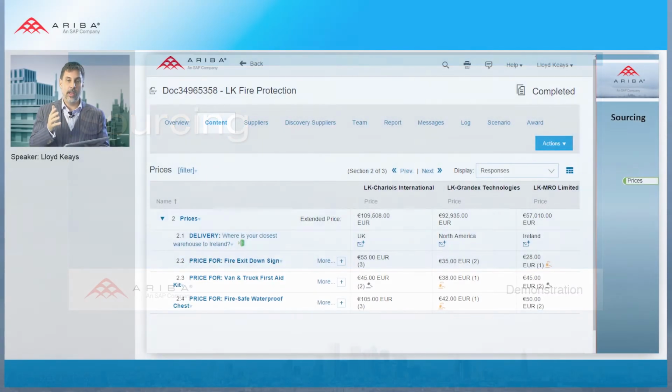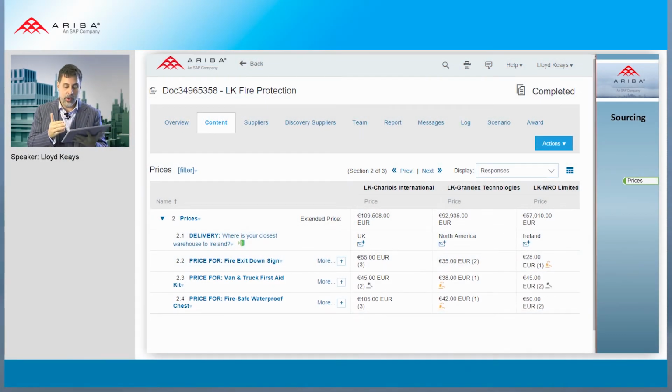We're going to look at sourcing with the same layers as we discussed earlier on. At the baseline, at the center, you have prices. You see it here, a grid, three suppliers, three different prices that were submitted, the total price. LKMRO is the cheapest with his 57,000 offering here. But then there are other concepts, the extra cost.